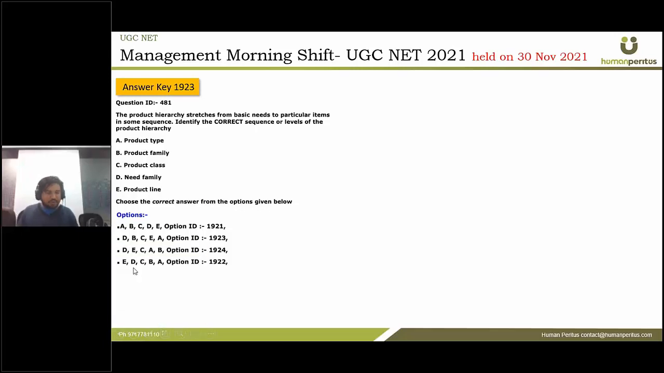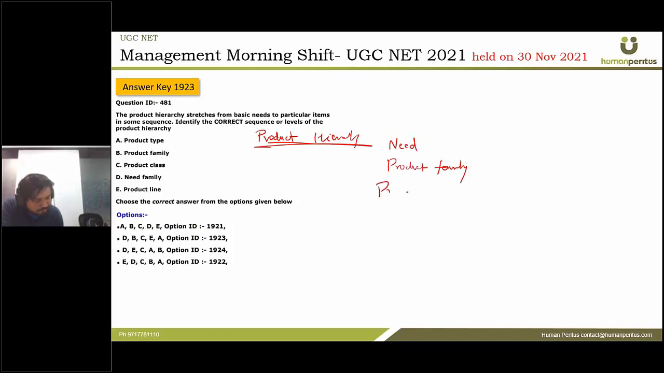Next question. The next question talks about the product hierarchy. Product hierarchy stretches from the basic needs to a particular item in some sequence. Product hierarchy is specifically given in the Kotler 14th edition, and it consists of the following things: need family, product family, then there is a product class, then there is a product line.